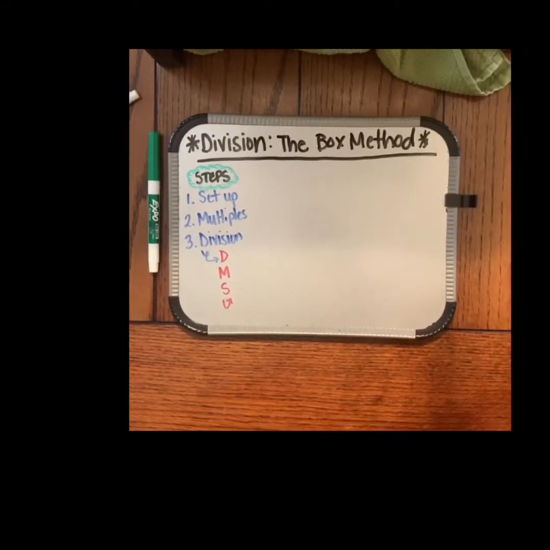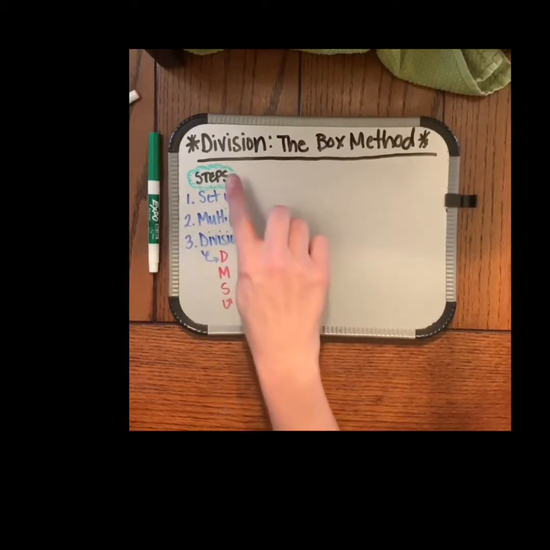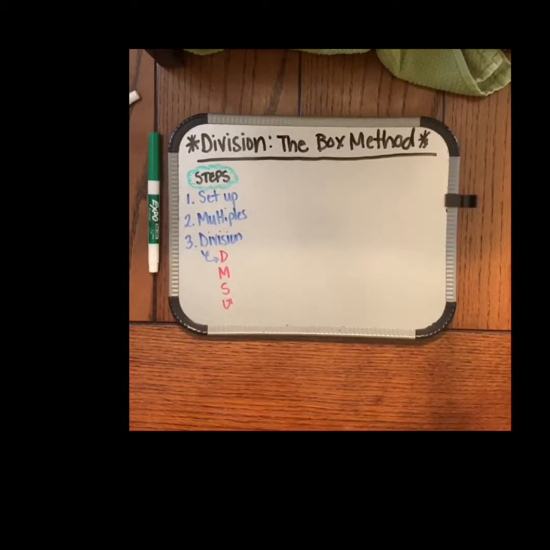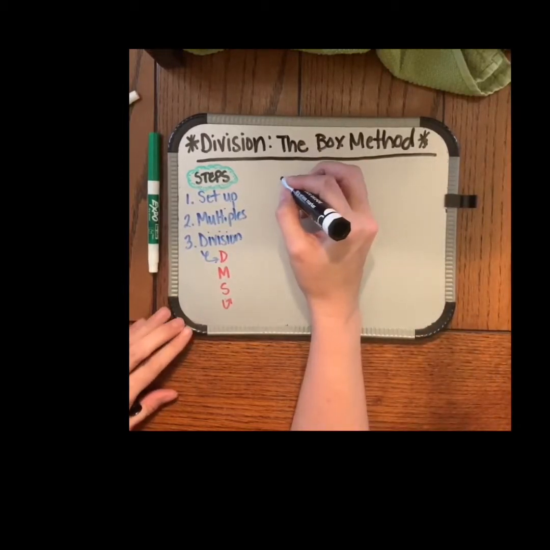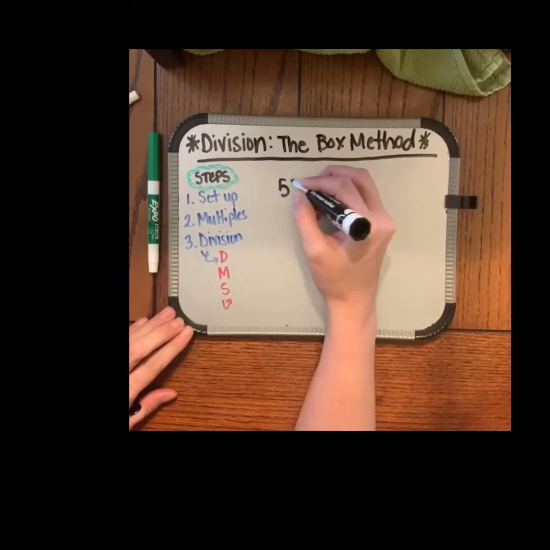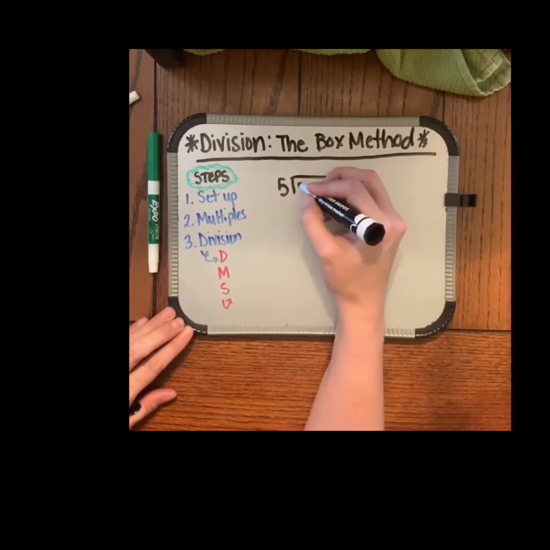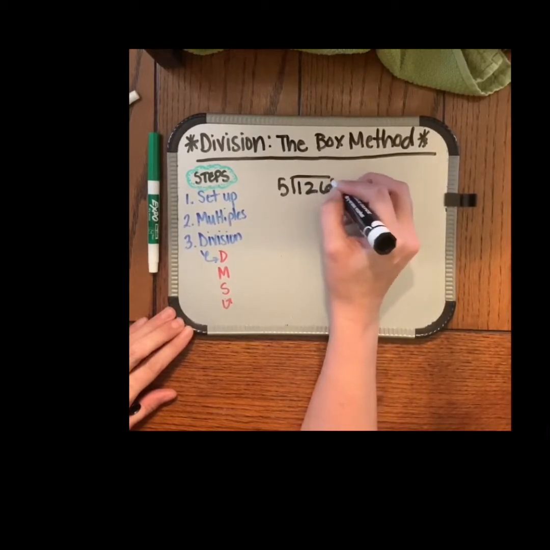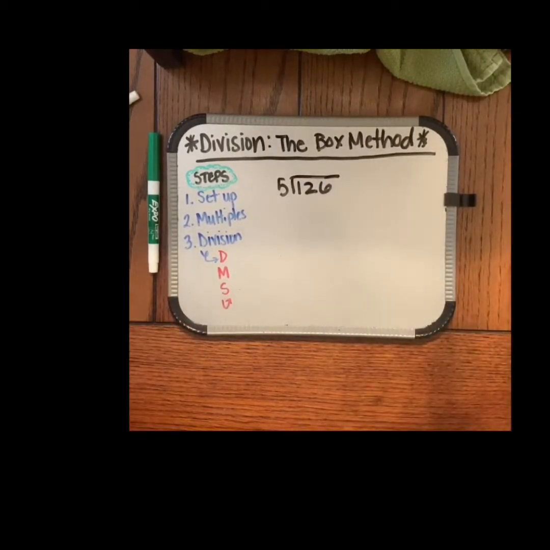Today we are going to practice division, the box method. Okay, so you take a division problem. Let's say we're doing 126 divided by 5.